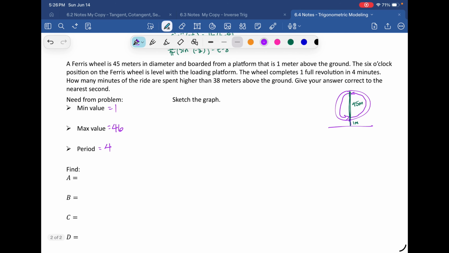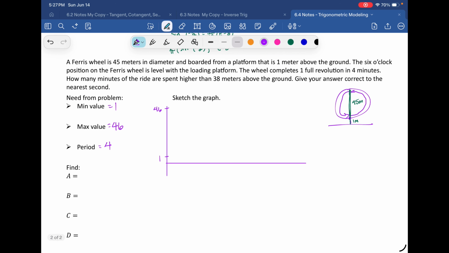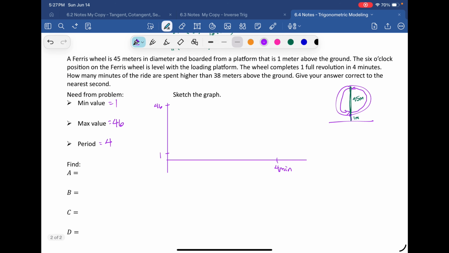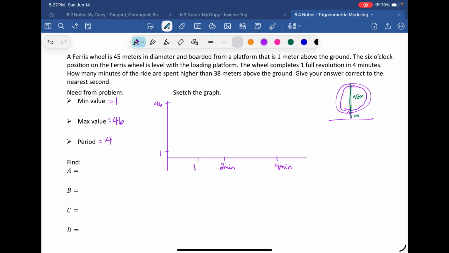All right, so I'm going to sketch this graph. 46. And let's see, it takes 4 minutes to get through a full revolution, so half of that would be 2 minutes. That's 1, and that's 3.